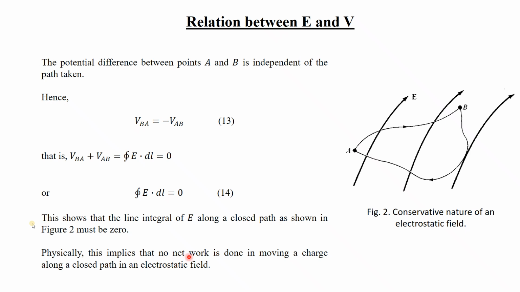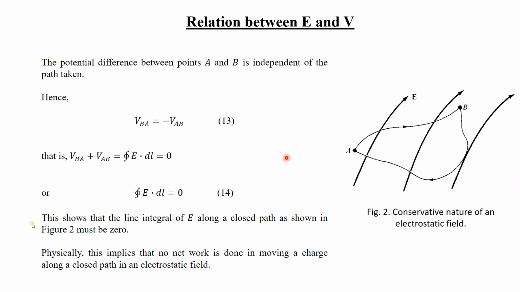Physically this implies that no net work is done in moving a charge along a closed path in an electrostatic field. In physics we have also studied that if your path is a closed path, you originate from a point and end up at the same point. In a closed path the work done will always be 0, because displacement is a vector, and if you end up at the point where you started, you have not done any displacement. So displacement in a closed path is always considered to be 0.